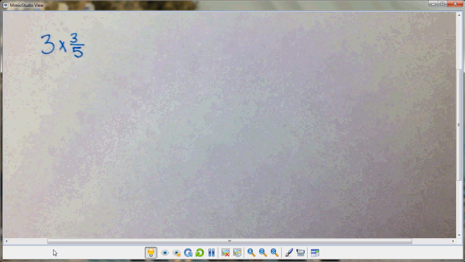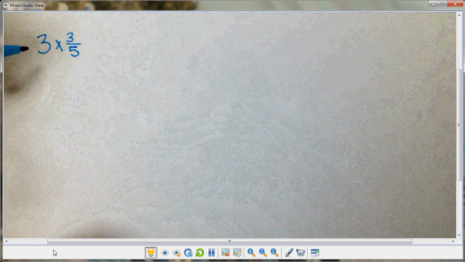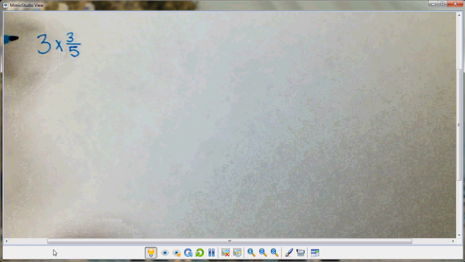Hi there, today I'm going to show you how to multiply whole numbers times fractions. I'm just going to do a couple examples for you. I'm going to start off with an explanation on the first one, and then we'll do the other examples a little more quickly.